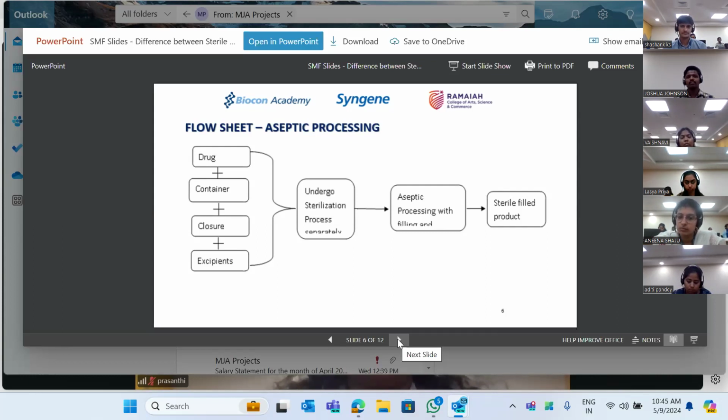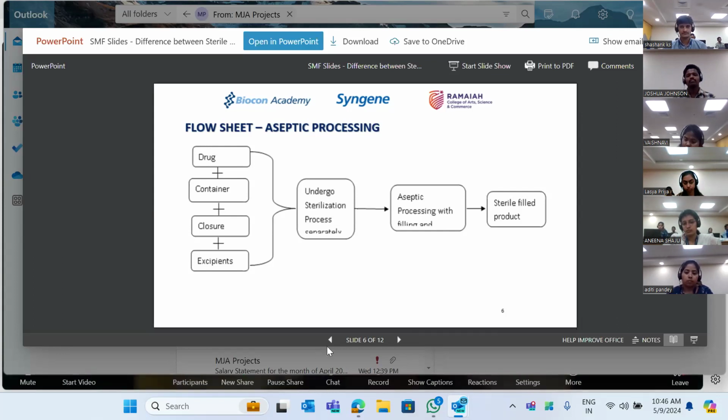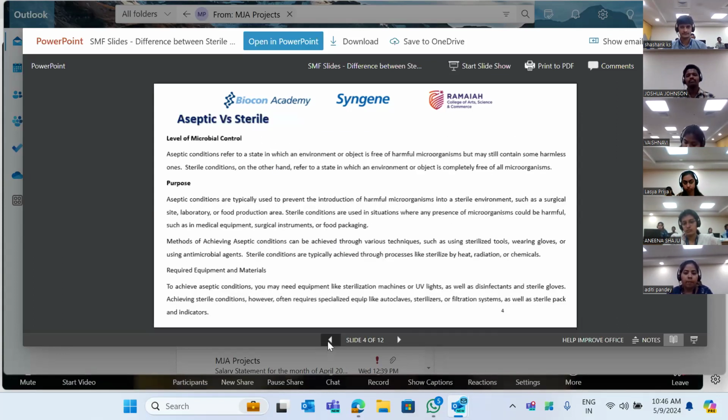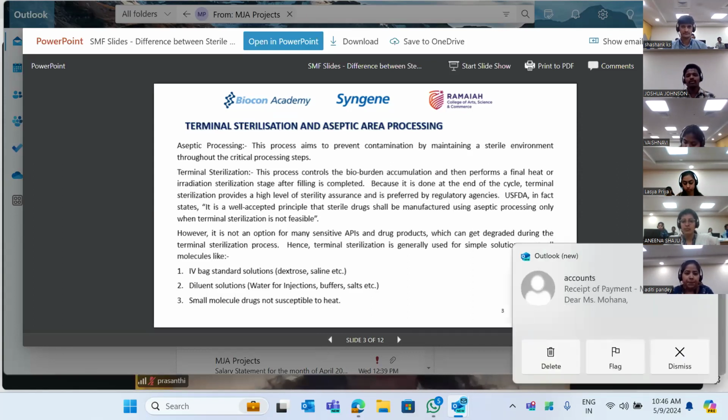Now, under this there are two or three terms we use: terminal sterilization, and autoclaving. These are the terms which we use as part of the sterile manufacturing process, wherein we are ultimately aiming to produce a product with zero microorganisms, filled in a cleaner environment. So I will talk to you about terminal sterilization and aseptic area processing.